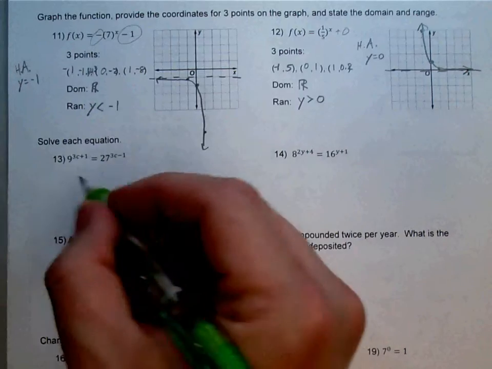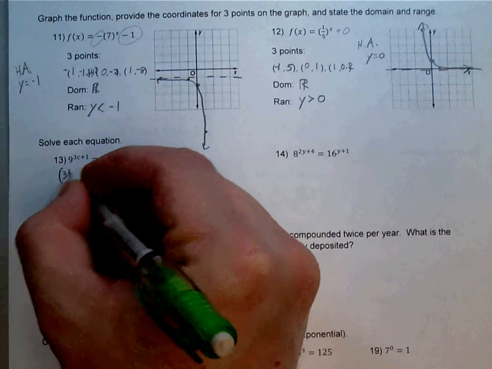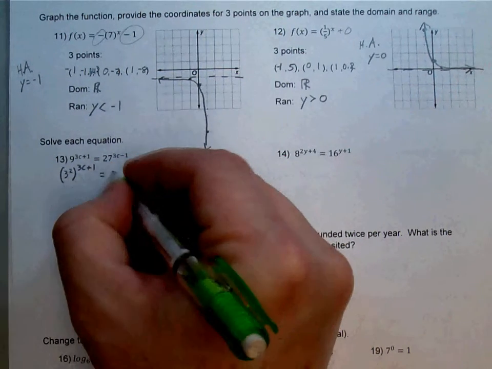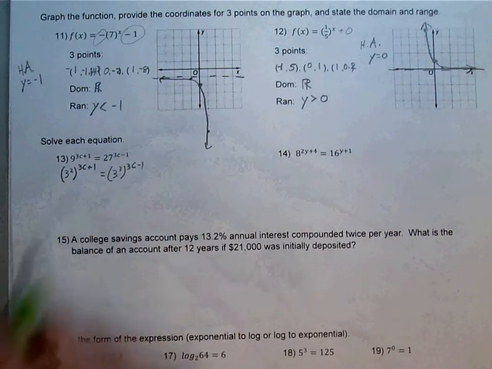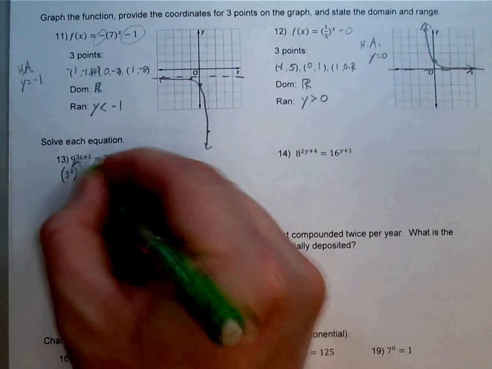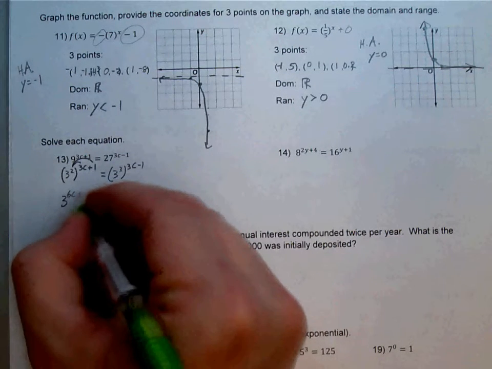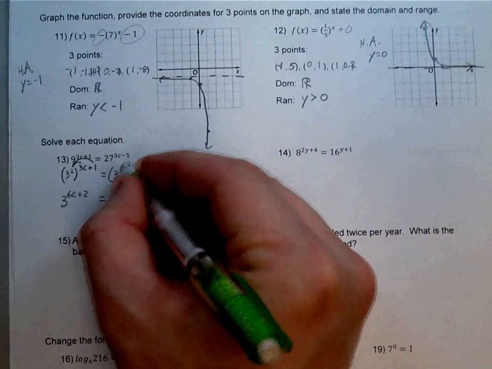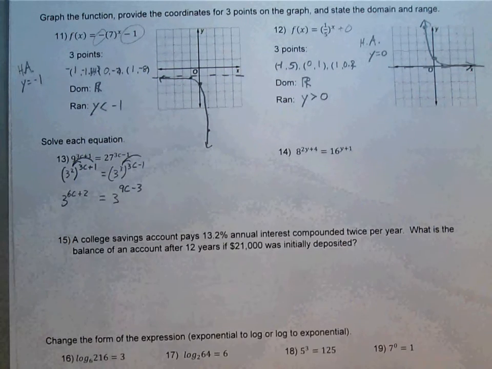Number 13, we're trying to solve 9 and 27. They're both powers of 3. 9 is 3 squared. 27 is 3 to the third. And both of those powers already had exponents, so I'm going to have to multiply or distribute here. So the first one I have a base number of 3 and then distribute the 2, so I get 6c plus 2. And then in that second one, distribute the 3, giving me an exponent of 9c minus 3.